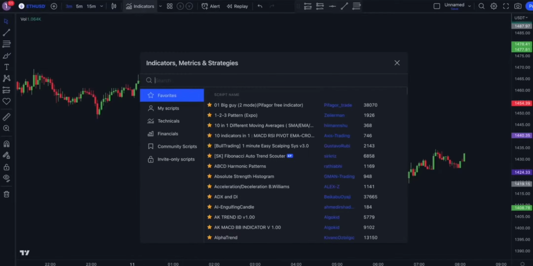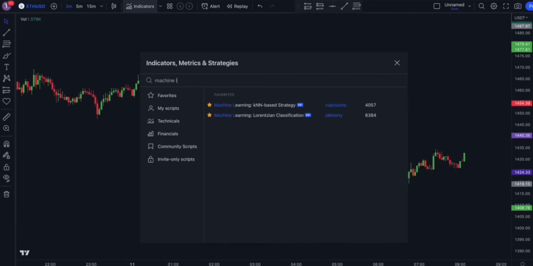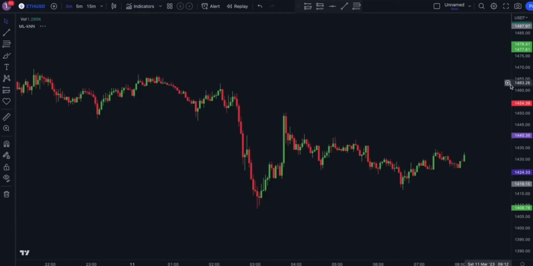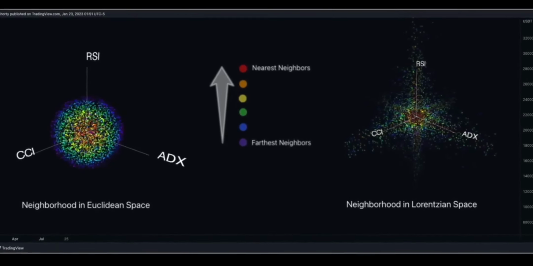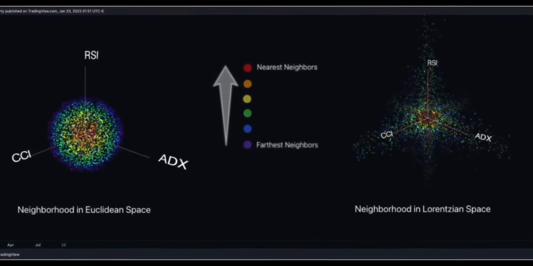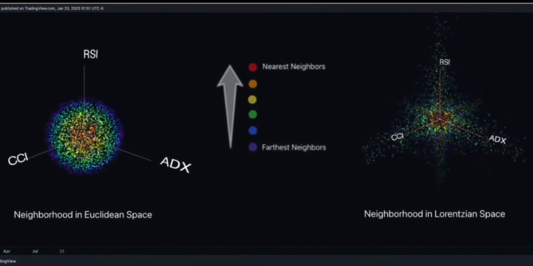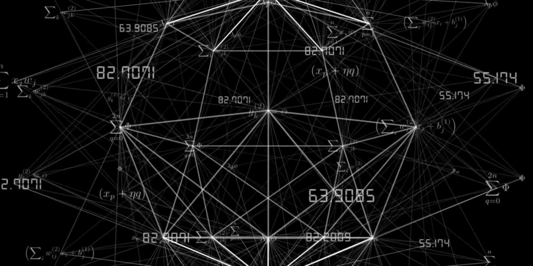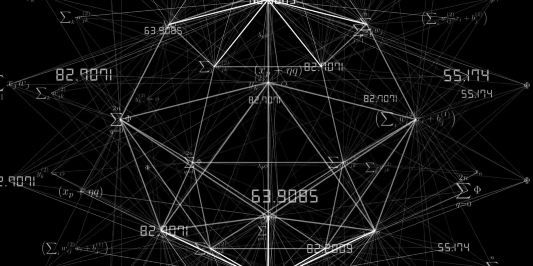So for the first indicator, let's add the machine learning KNN-based strategy. Let's thank the creator Capissimo for this amazing indicator. The machine learning strategy works by analyzing historical market data and predicting the direction of future price movements based on patterns in the data. KNN is a classification algorithm that determines the class of a data point based on its nearest neighbors in a feature space. In the context of trading, KNN can be used to classify whether a stock price is likely to go up or down based on its historical data.